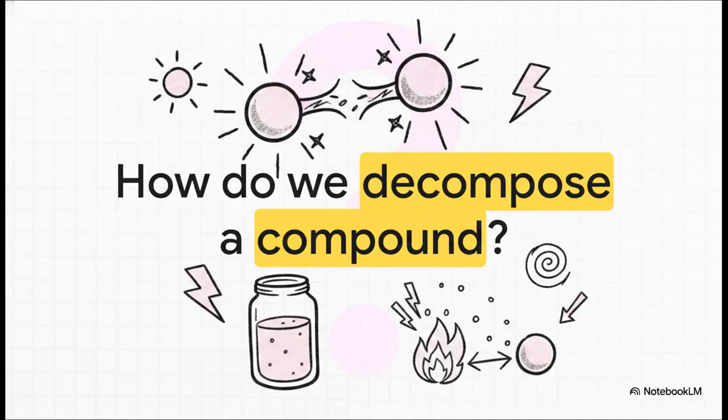So, I want you to just think about this question for a second. What does it actually take to break a chemical bond? Because it doesn't just happen peacefully while a substance is sitting there in a jar. Compounds are tightly bound together, and they literally must be forced apart. And to achieve that separation, we have to supply a very specific type of energy to overpower those bonds.